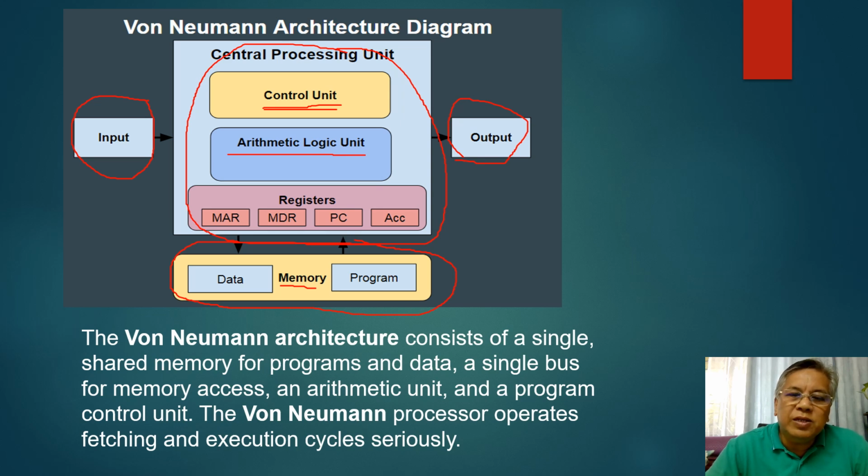Then you have your PC, or what we call the program counter. The program counter provides addresses into your memory address register. So the PC, or program counter, is the one that provides the address into your memory address register.